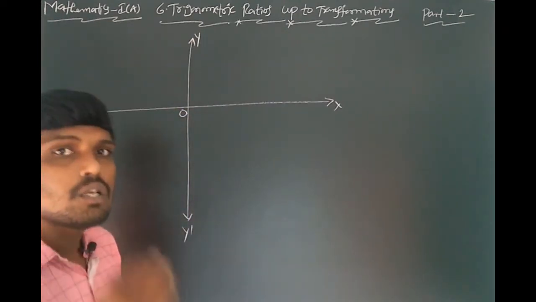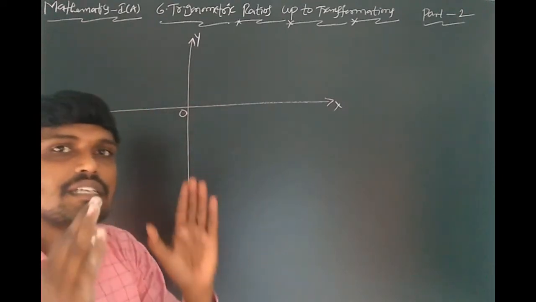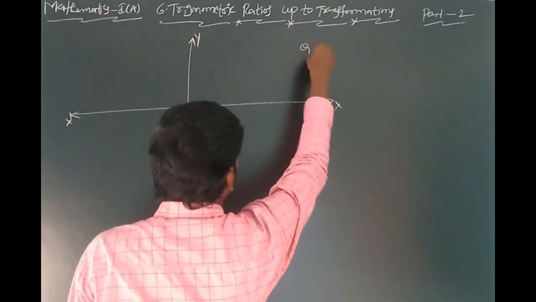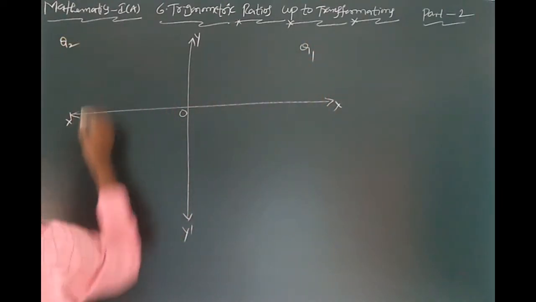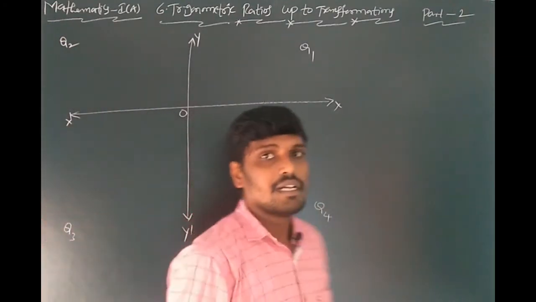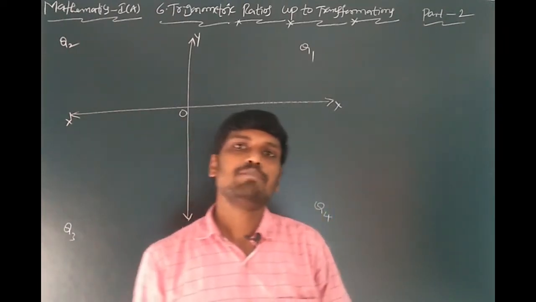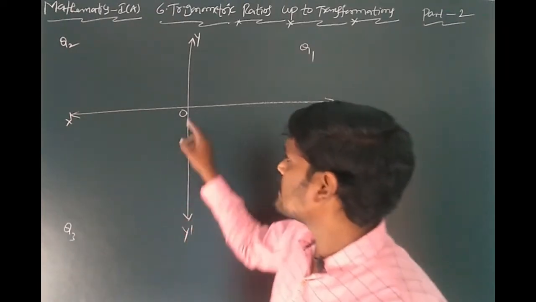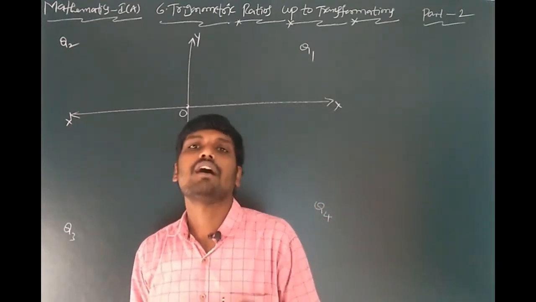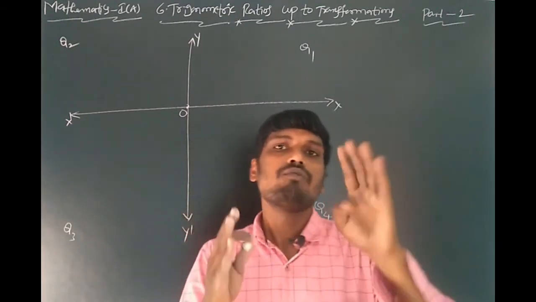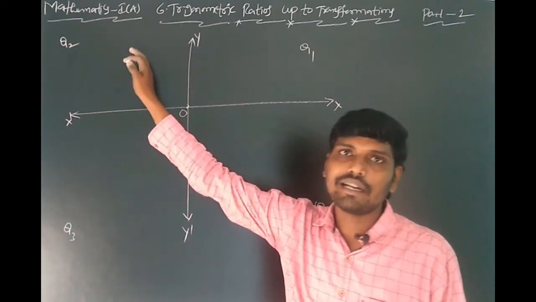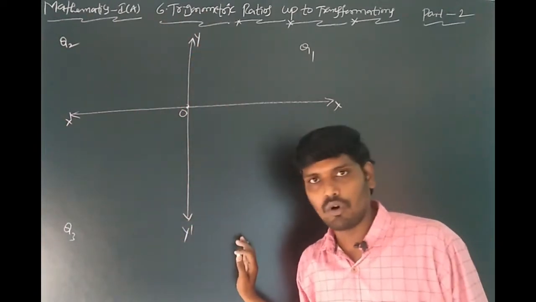In this two-dimensional coordinate geometry, the plane is divided into four quadrants. This one is the first quadrant, this one is the second quadrant, this one is the third quadrant, and this one is the fourth quadrant. In this two-dimensional geometry, the x-axis and y-axis intersect at the origin, and they divide the plane into four quadrants: first, second, third and fourth.